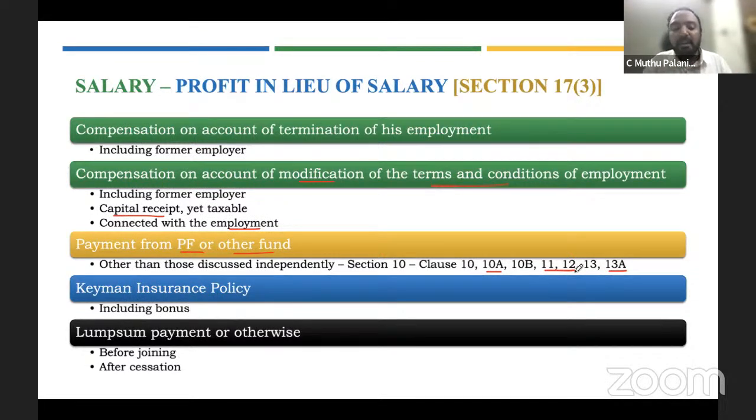Finally, lump sum payment. It could be any lump sum payment. For example, salary: they tell you, I will pay salary only once in a year. Per year, I will pay you 25 lakhs. So even though it is lump sum, it becomes taxable.